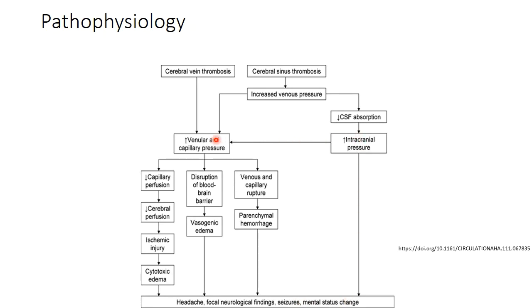A rise in the intracranial pressure also causes a decrease in the capillary perfusion, ischemic injury, and a characteristic cytotoxic edema. There is also disruption of the blood-brain barrier, which causes characteristic interstitial or vasogenic edema. Venous and capillary rupture also might result in a parenchymal hemorrhage, which also results in headache, focal neurological deficit, seizures, and an altered mental status.